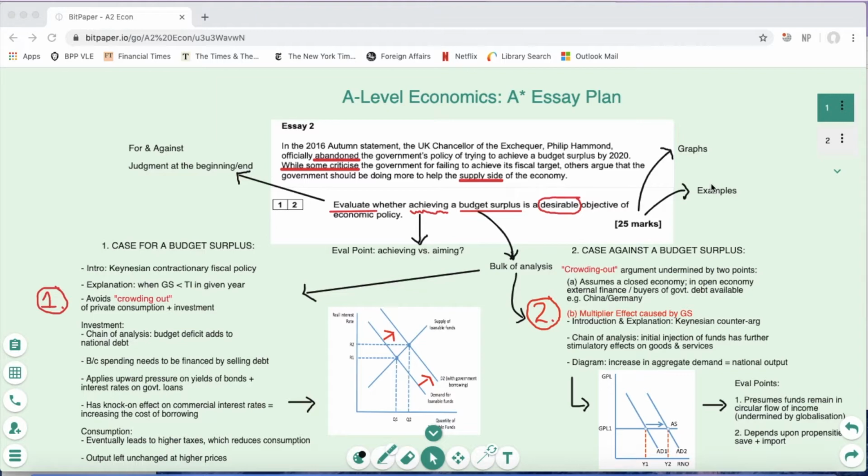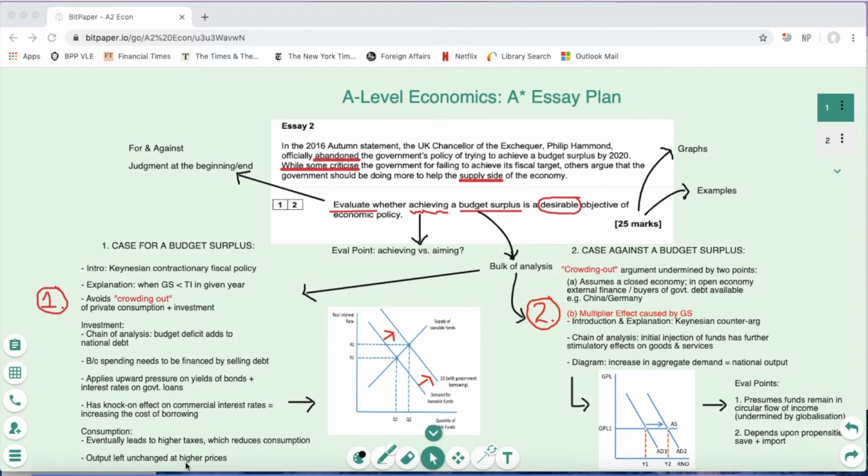So first is the case for a budget surplus on the left, as you can follow this diagram. Quickly, the first argument here is this idea of crowding out, and the structure would be introduction, talking a bit about the fiscal policy, explanation of what a surplus is, here being when government spending is less than taxable income in a given year, and then going through this argument of crowding out of private consumption and investment.